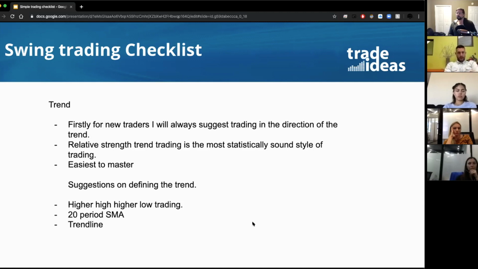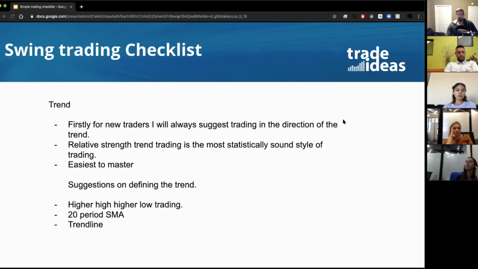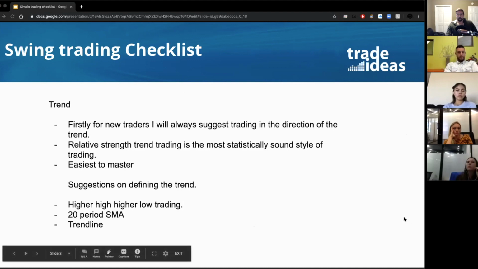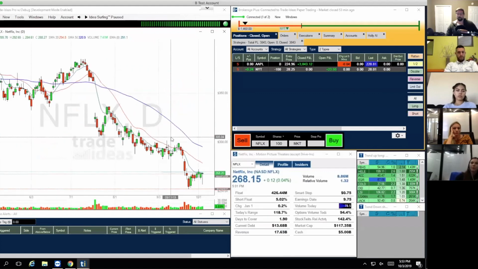And it should be pretty easy to see, right? And so I put some ways to define it, and we'll take a quick look at those now. So, this should be fairly obvious to a lot of you, but if you look at Netflix and you just bring that up, right? Uptrend or downtrend?